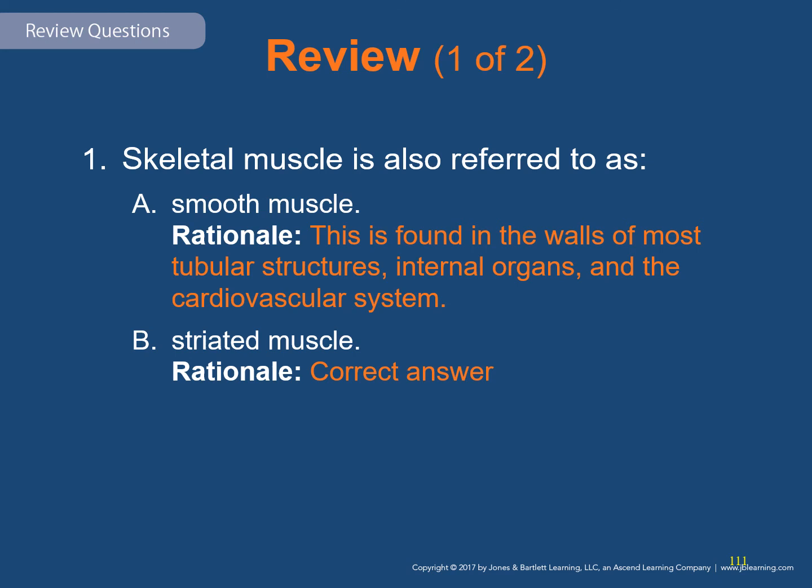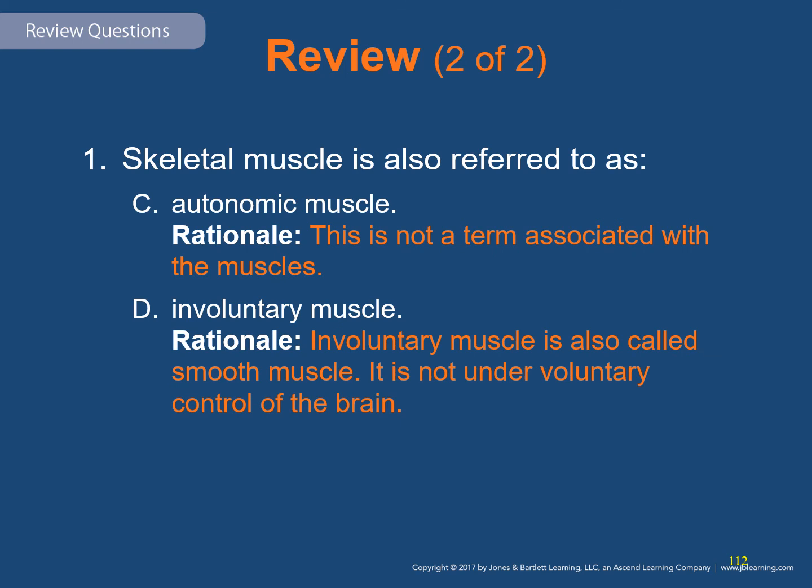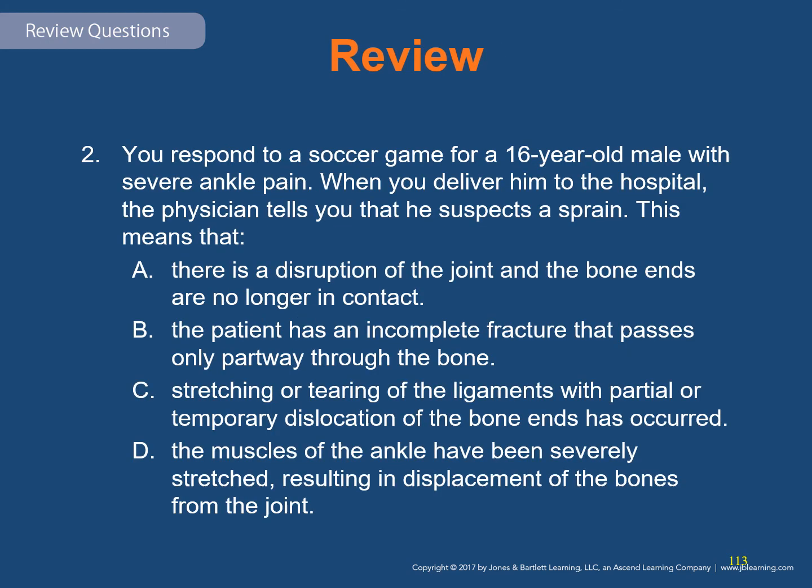Answer A. Smooth muscle. This is found in the walls of most tubular structures, internal organs, and the cardiovascular system. Answer B is the correct answer. Answer C. This is not a term associated with muscles. D. Involuntary muscle is also called smooth muscle. It is not under voluntary control of the brain.